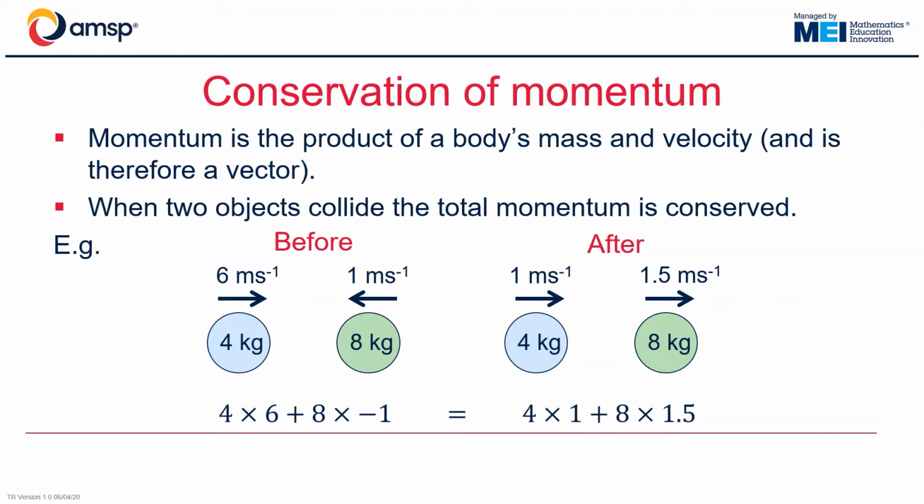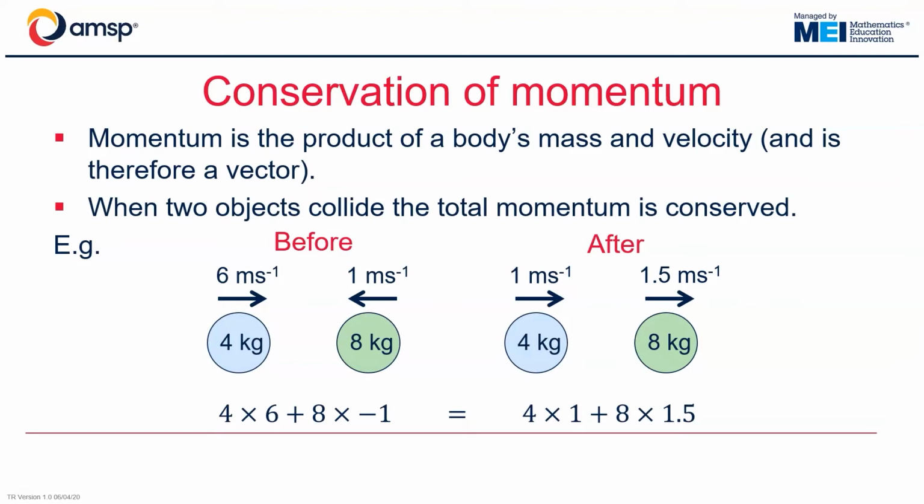In many questions about momentum, often quite a lot of information is given. For example, in this situation, we might be given the mass of both balls, both initial velocities, one of the subsequent velocities, and then be asked to find the missing final velocity.